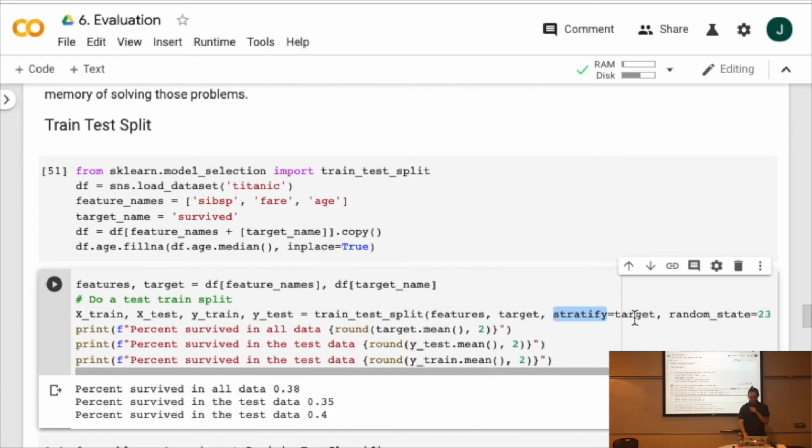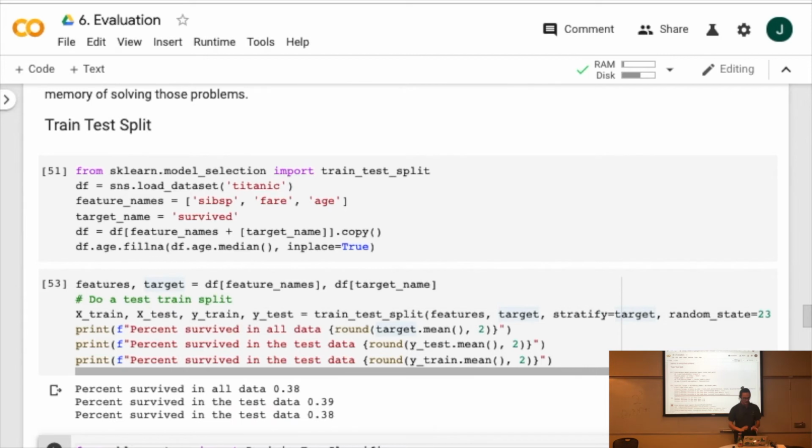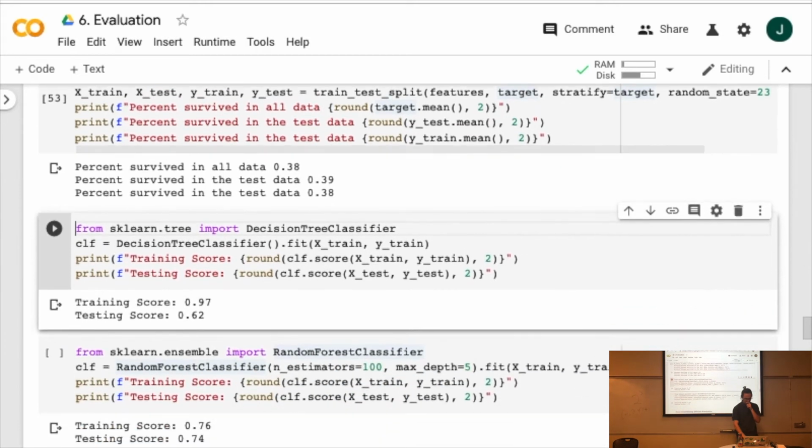And so see here, if I didn't have this stratify in there, then the overall percent of people who survive is 0.38. But without the stratify, there's only 0.35 of people that survive in the test data, and 0.4 of the people survive in the, oh, this should say train. But see how it's different? We want those to be the same. So if you pass stratify equals target, then you should have about the same in both the test and train. All right, that's just a note there.